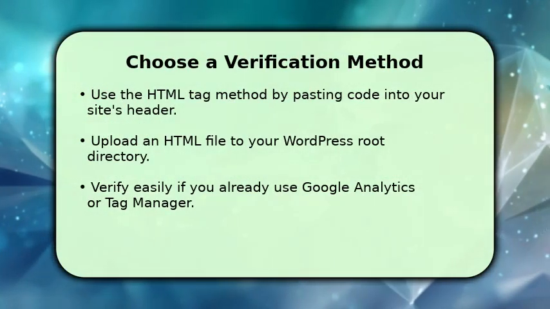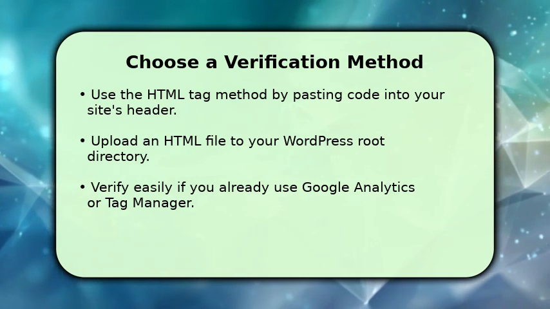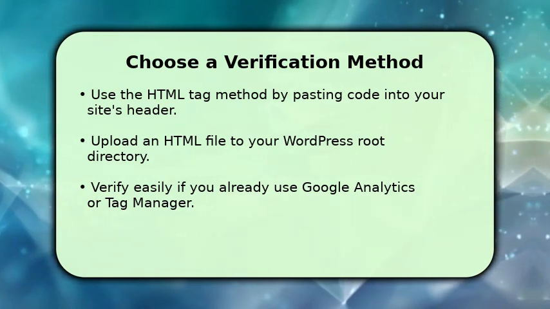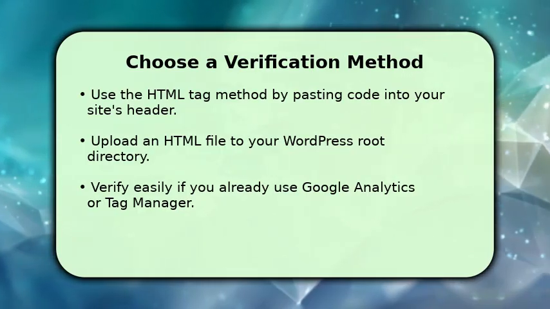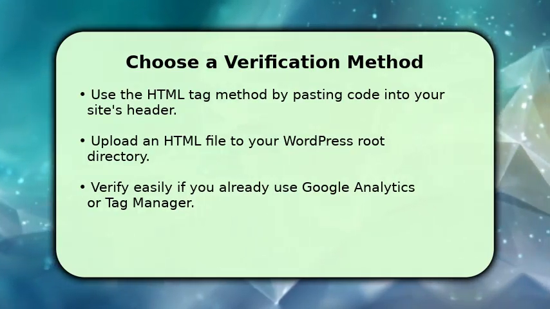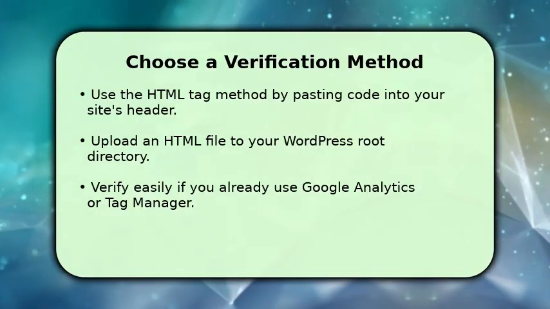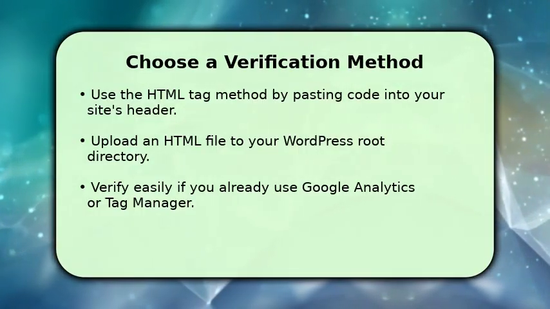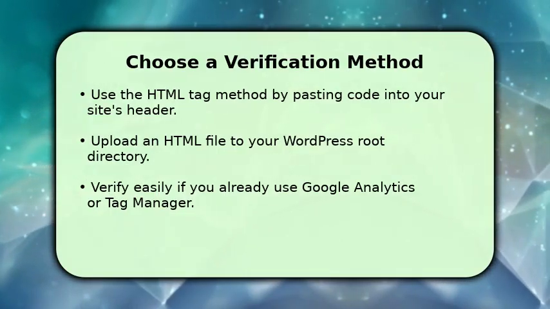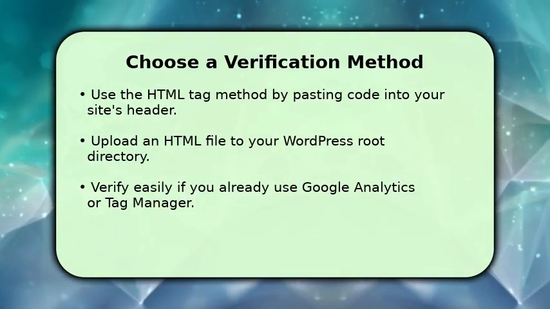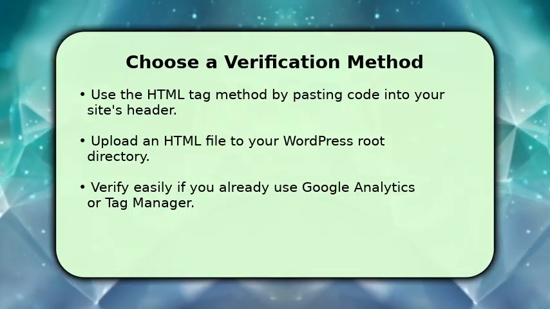Next, you need to prove you own the website. Google offers several verification methods. The HTML tag method involves copying a small piece of code and pasting it into your WordPress site's header section, often using a plugin. Alternatively, you can download an HTML file and upload it to your site's root directory via FTP. If you use Google Analytics or Tag Manager, verification can be almost instant. The DNS record method is also available for advanced users.